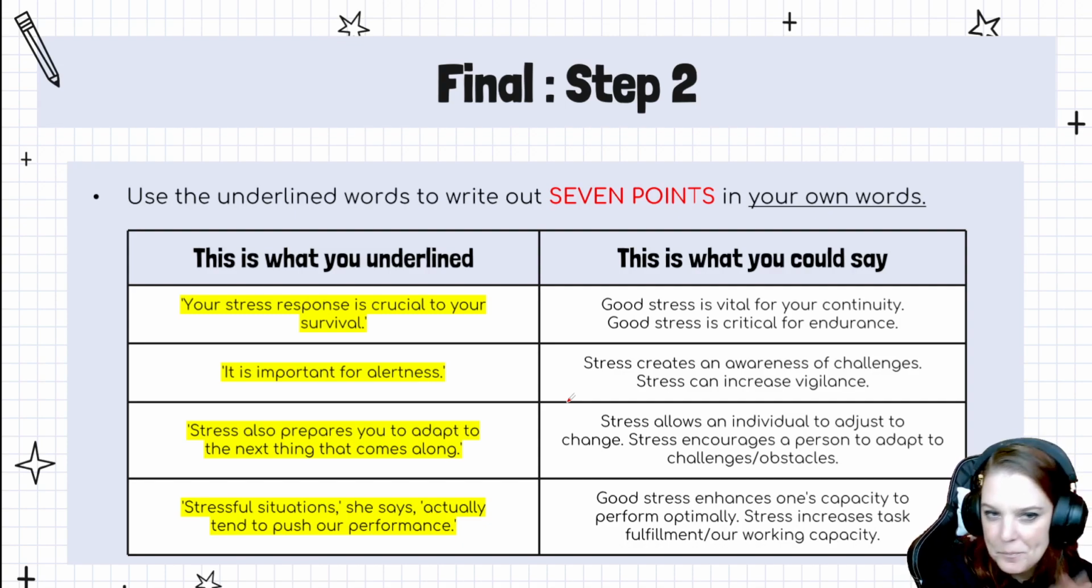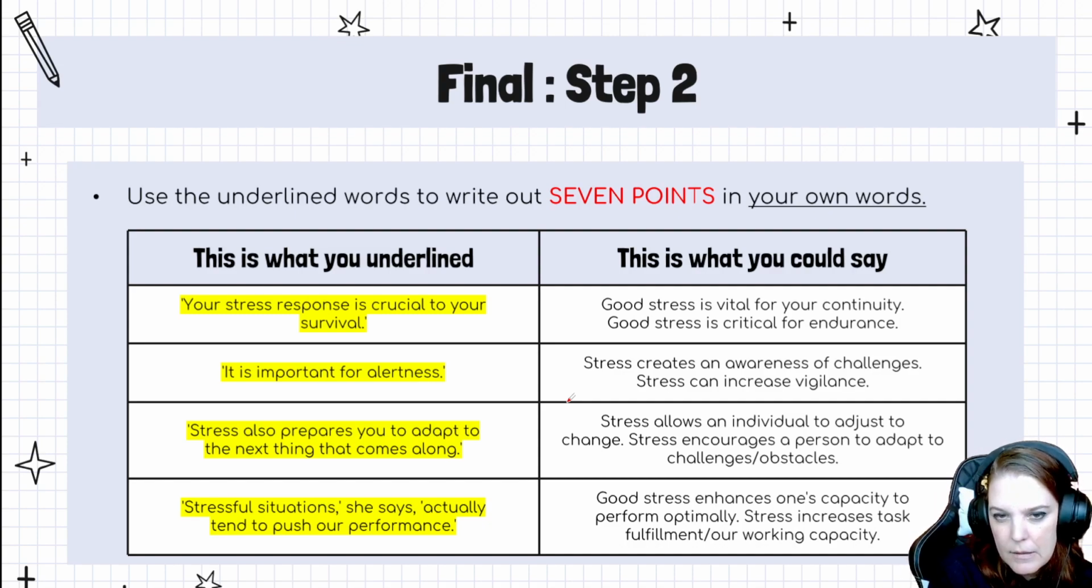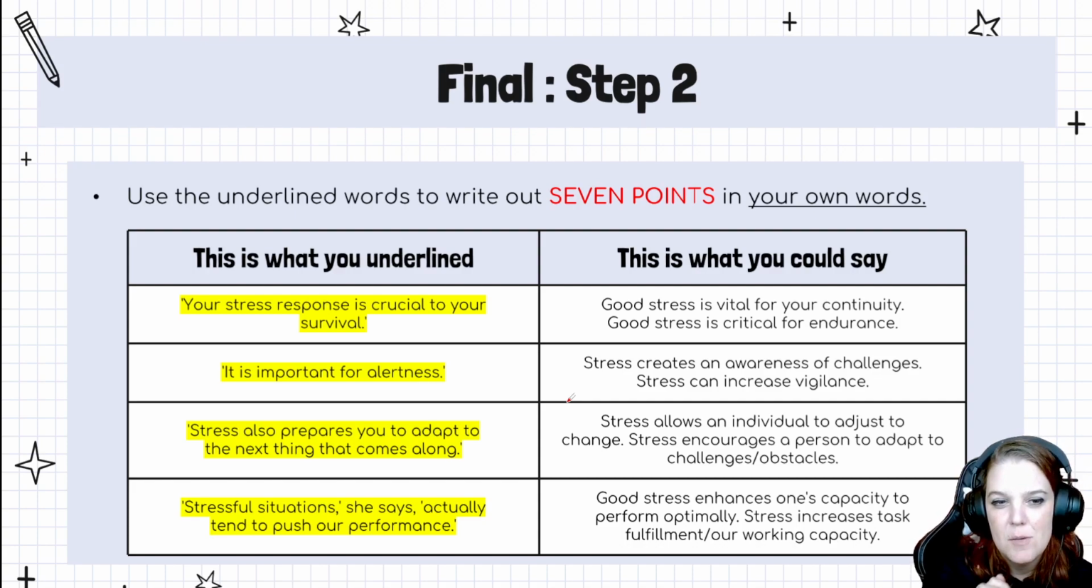So if we underlined your stress response is crucial to your survival, some things that you could say is good stress is vital for your continuity. So we're just giving like a synonym of survival, right? Good stress is critical for endurance. So we're just basically being little human thesauruses here and figuring out different synonyms for things, ways to put those words into our own words. This is a skill that can be learned. It's very tricky at first, but you'll eventually get the hang of it once you do some practice.